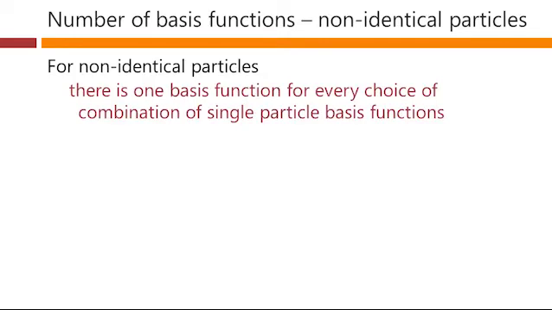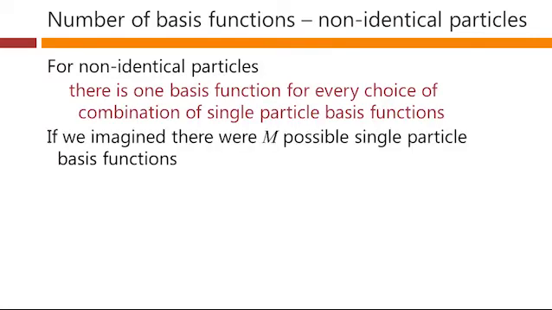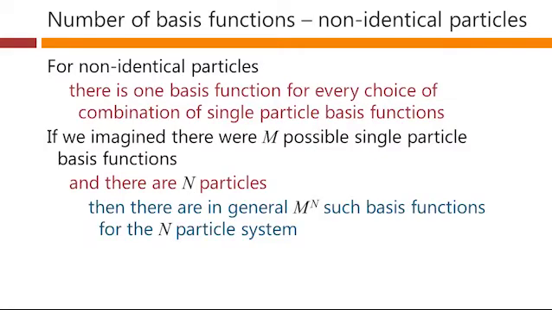So, for non-identical particles, there is one basis function for every choice of combination of single particle basis functions. If we imagined that there were m possible single particle basis functions, such as, say, the first m levels in some potential well, somehow those were the only ones we had to consider here, and we presumed there were n particles, then there are in general m to the power n such basis functions for the n-particle system, because for each particle we can choose to put it in any one of the m states.